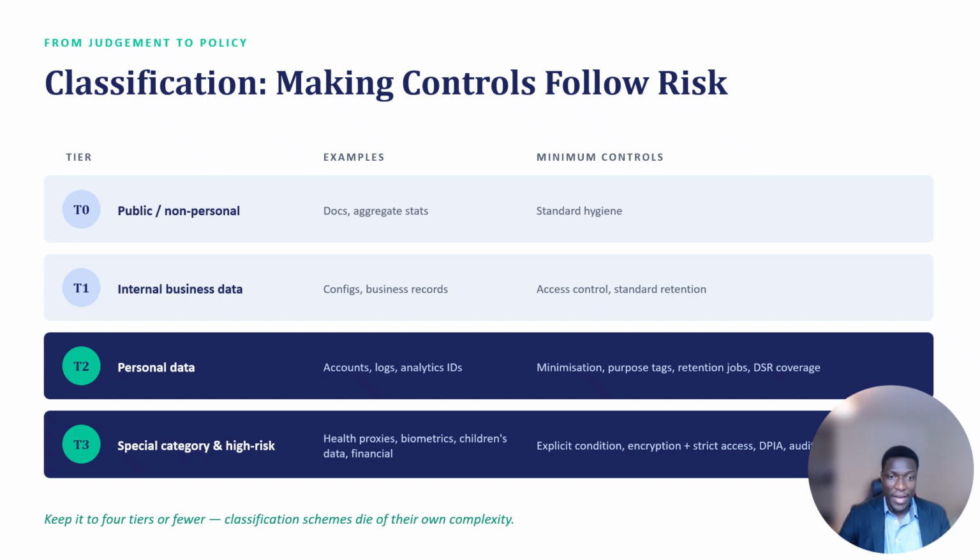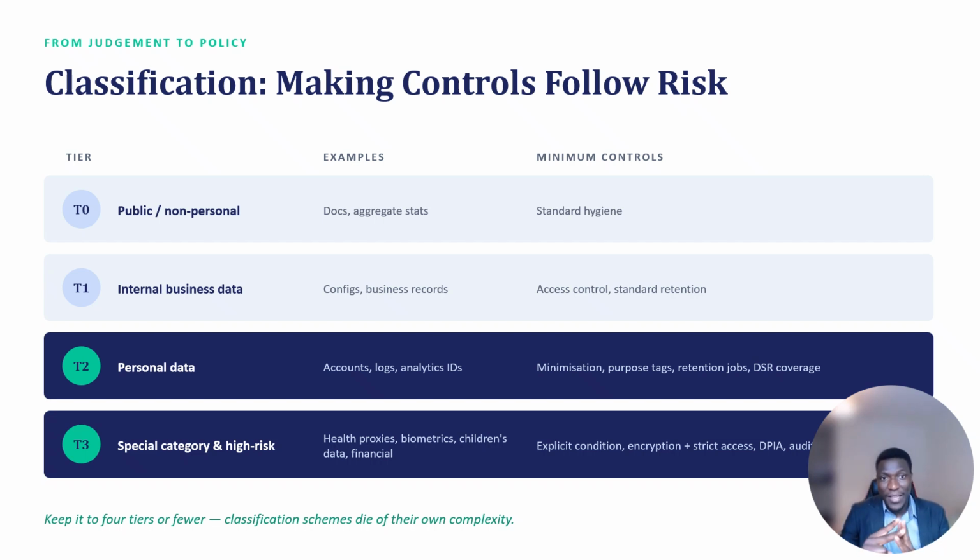Tier 3 is where you have the special category and high risk data. In this tier, you need to have explicit consent. You need to have strict access, encryption, data protection impact assessment, audit logging, and so on. So the goal of classifying data as a whole is to be able to apply relevant security controls.